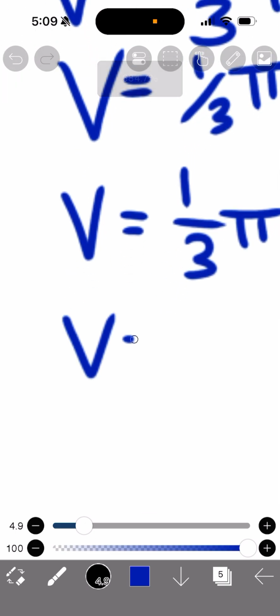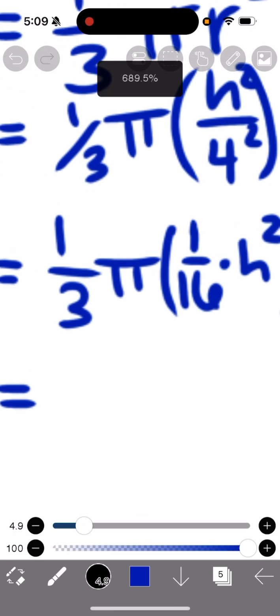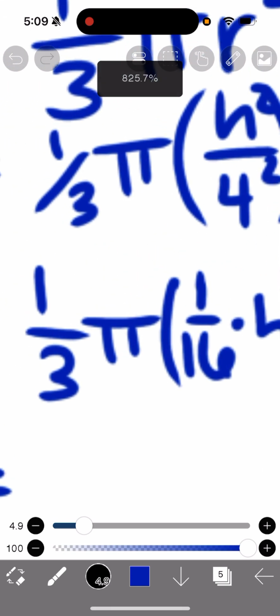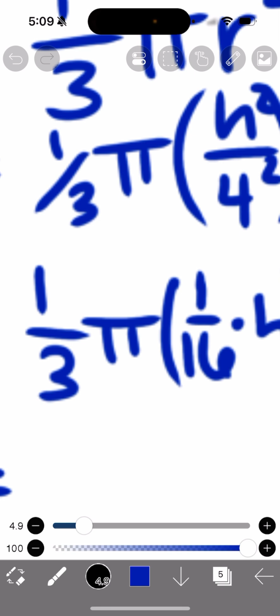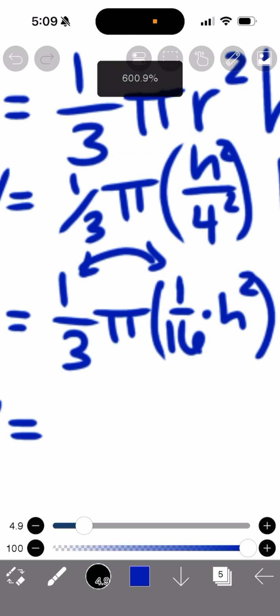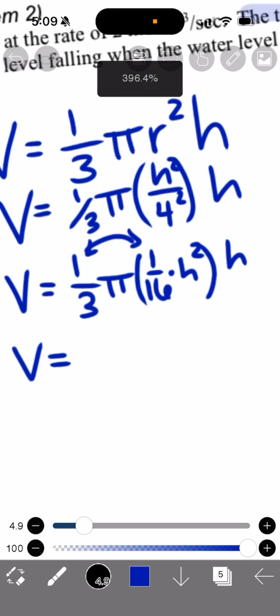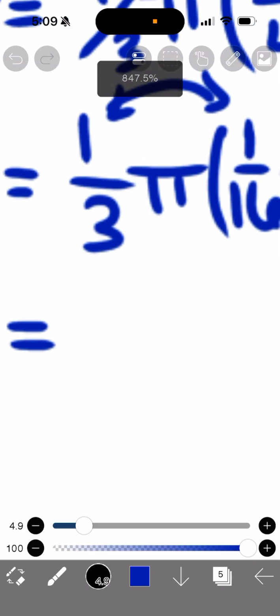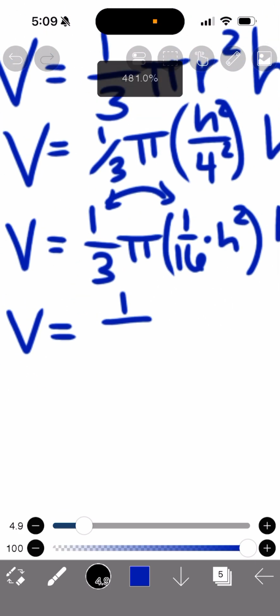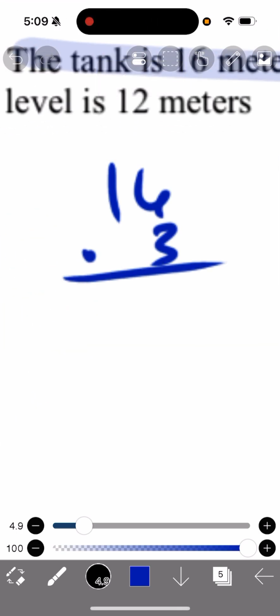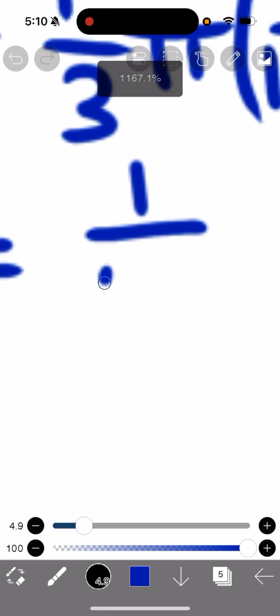So now what we want to do here is put our constants together and then our variables together. And so our constants are 1/3 and 1/16th. And when you're multiplying two fractions, you multiply the top and the bottom. So 1 times 1 is 1, and 3 times 16. Let's figure out what that is. 48. So 1/48.